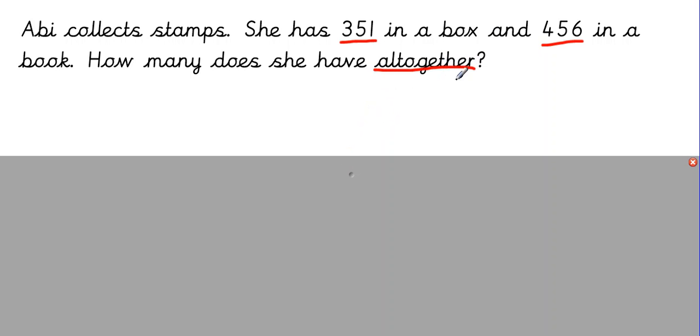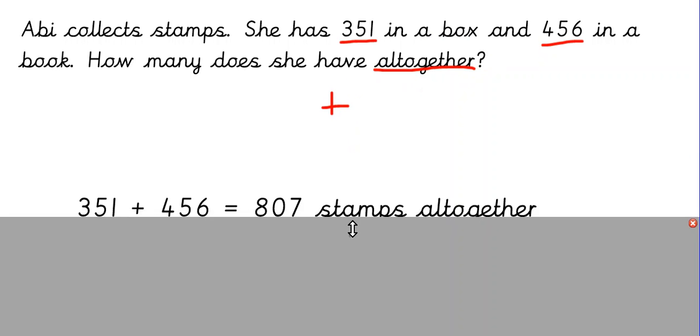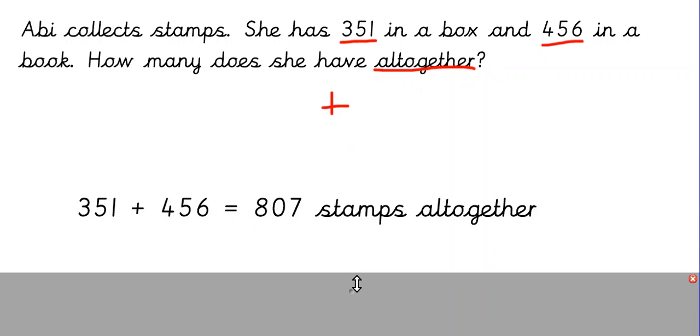Okay, so let's have a think about what altogether means. So altogether means the total. So that must mean that we are doing an addition. Well done if you figured that out. So 351 add 456 is 807 stamps altogether. Well done if you got it correct.